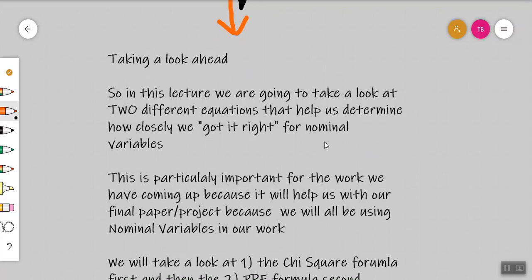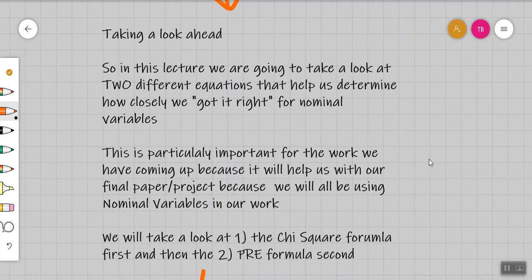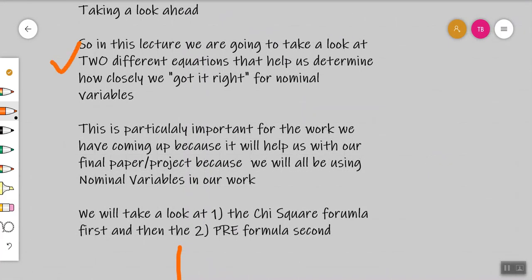Okay, so taking a look ahead. Essentially we're going to look at two different equations. The chi-square equation and one called the PRE equation, PRE. The PRE one is much easier than the first. So I'm going to go through the more difficult one first, the chi-square formula, and then the PRE formula second. They both only take a few steps, and once you get the hang of it, it really becomes less about the complication of the equation and more about just how careful you are with keeping track of your numbers.